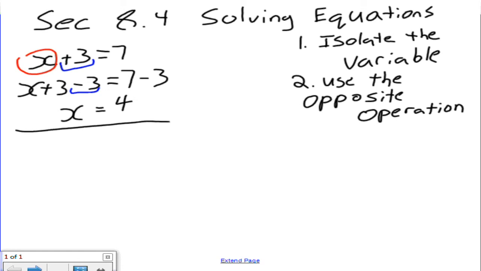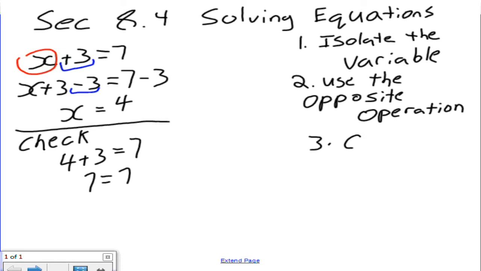Now I check that. If x equals 4, that means 4 plus 3 equals 7. 7 is equal to 7. Both sides are the same. So I've solved this equation, x equals 4. And our third step is to check.